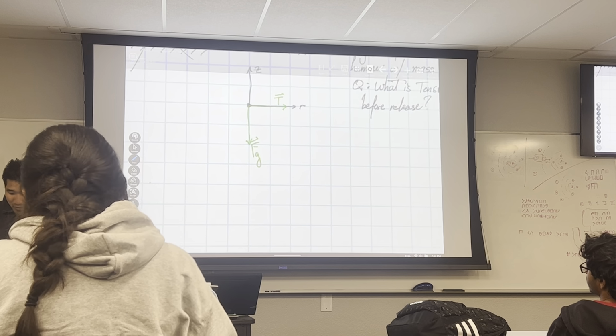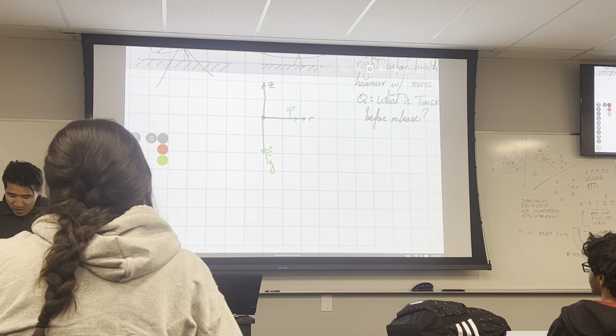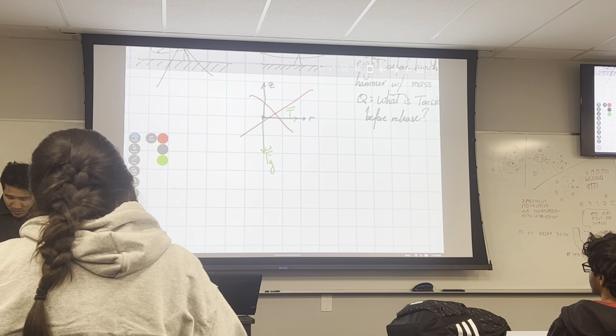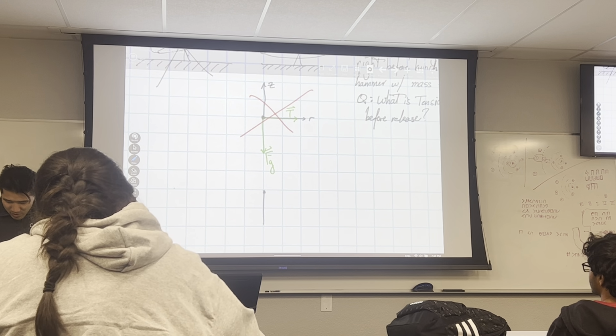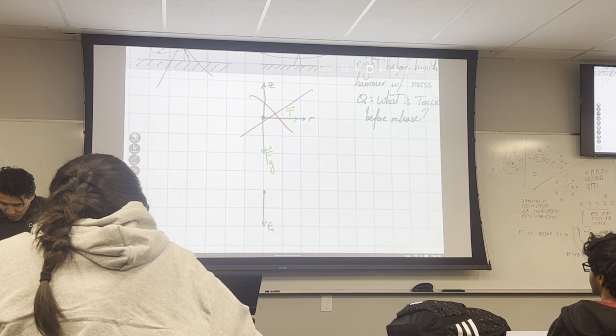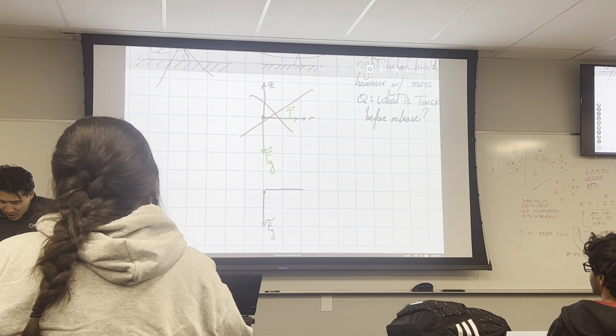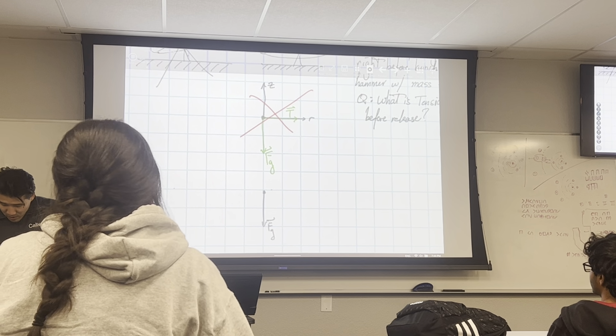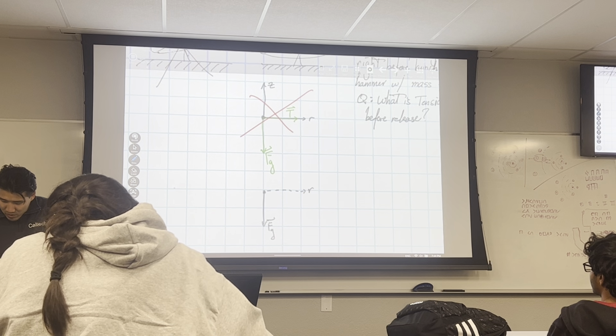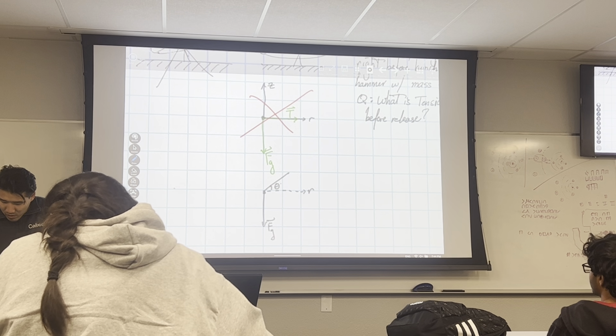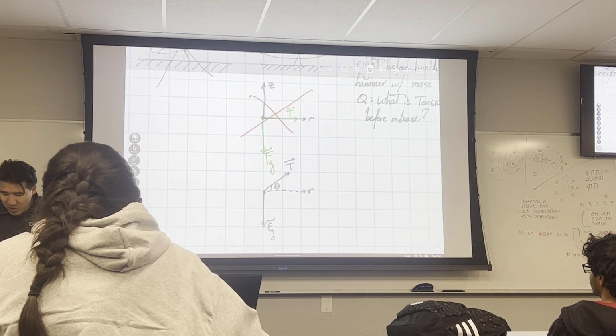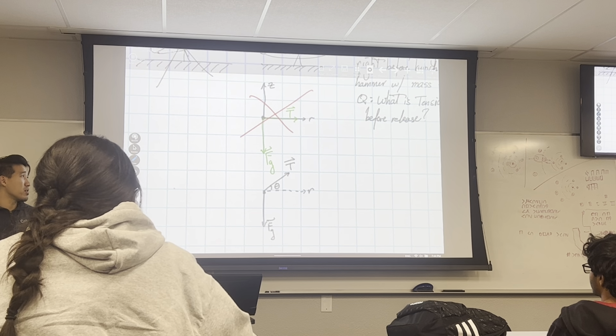So the correct free body diagram, so this is wrong. The correct drawing would have been force of gravity. This is R. Tension will be off at some angle theta.